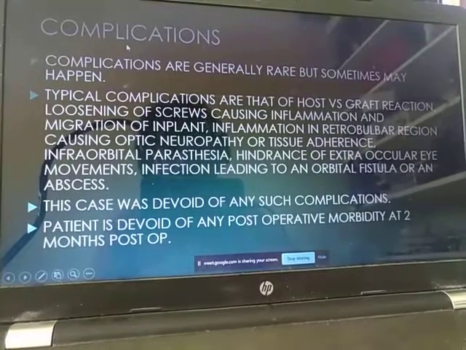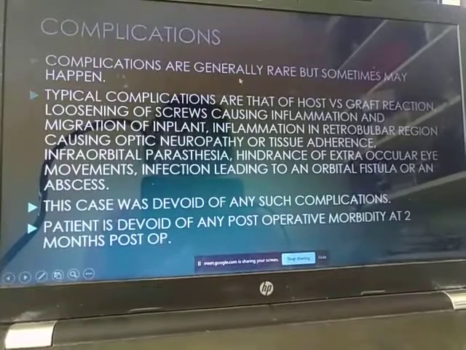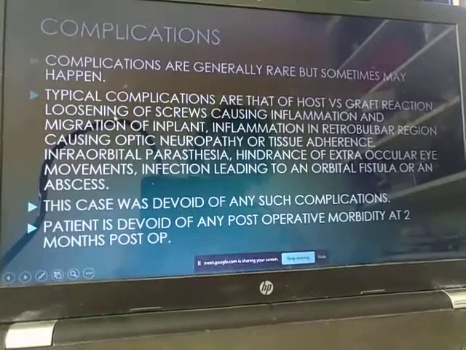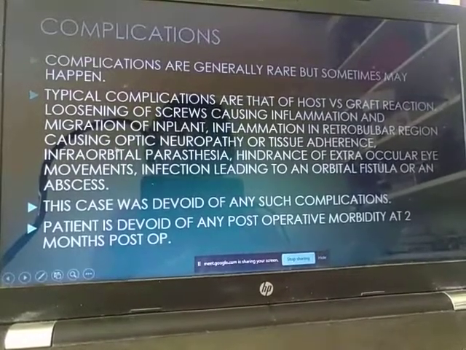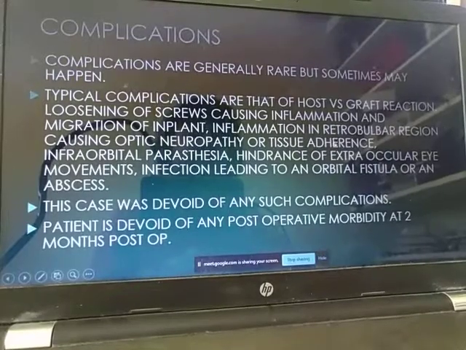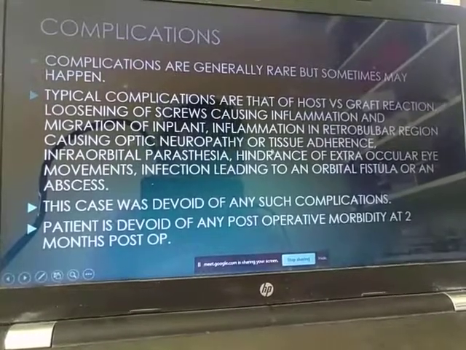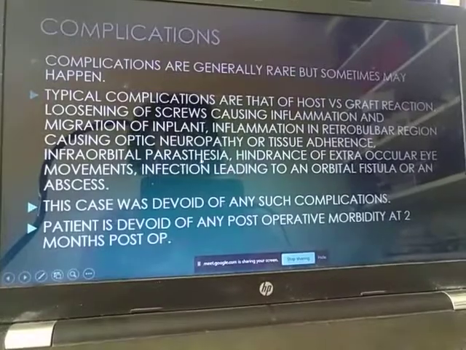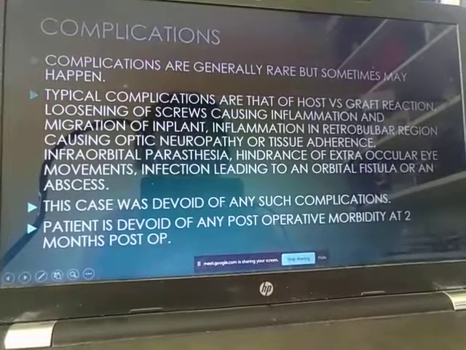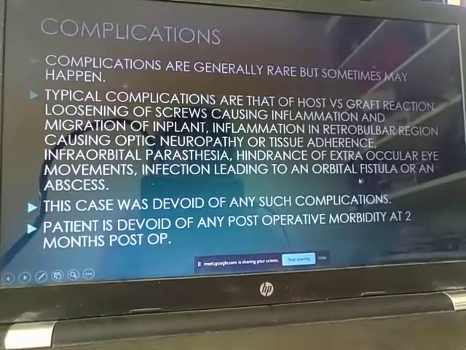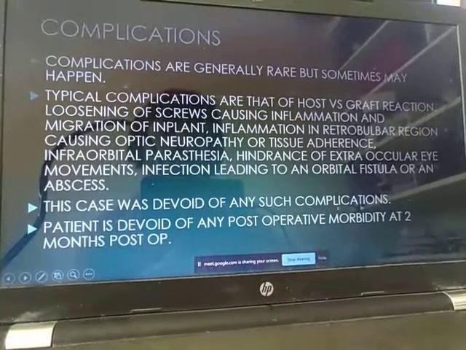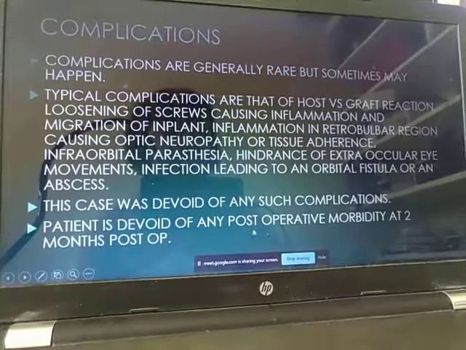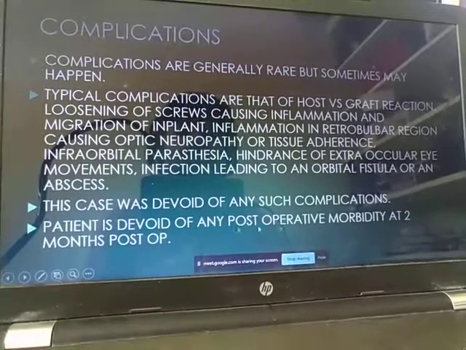Coming to the complications that can arise, it's very rare, but sometimes it may happen. Typical complications are host versus graft reaction, loosening of screws causing inflammation, and migration of the implant, inflammation in the retrobulbar region causing optic neuropathy or tissue adherence, infraorbital paresthesia, hindrance of the extraocular eye movements, and infection leading to an orbital fistula or an abscess. This case was devoid of any such complications. The patient is still devoid of any postoperative morbidity even after 2 months post-op.